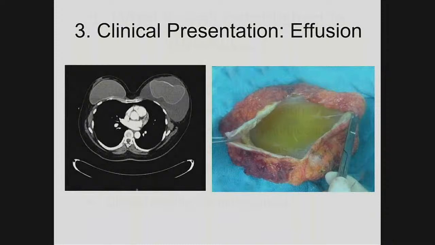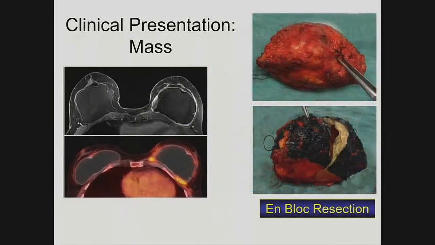So this is an example of effusion. We can see here the implant, which is distorted, surrounded by an effusion, which has been resected and blocked. And this is an example of a case presenting with a mass, and you can see here the MRI showing a mass. The PET-CT shows several areas of enhancing, which indicates infiltration, and this is the en-bloc resection, and we have inked the margin.